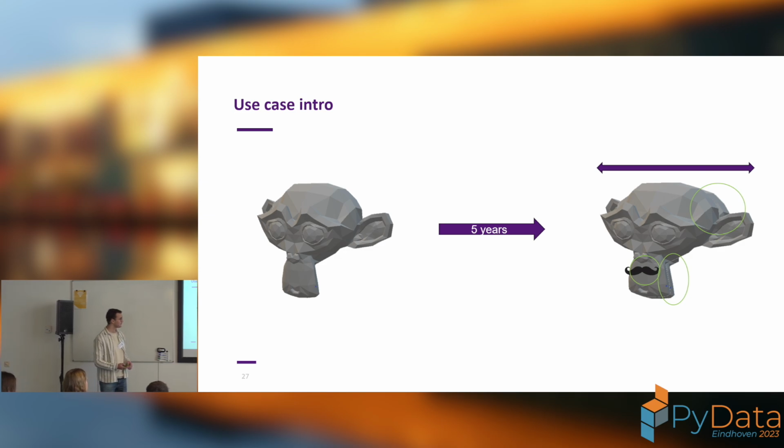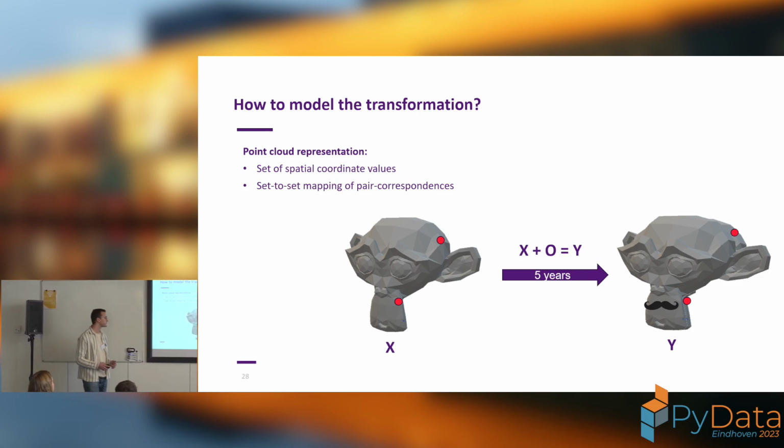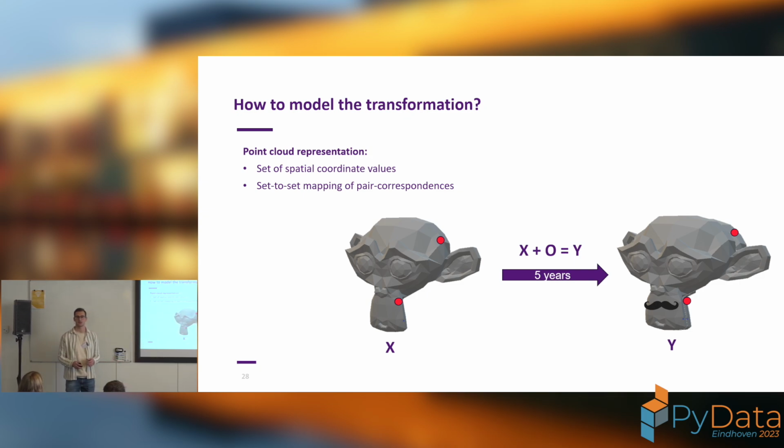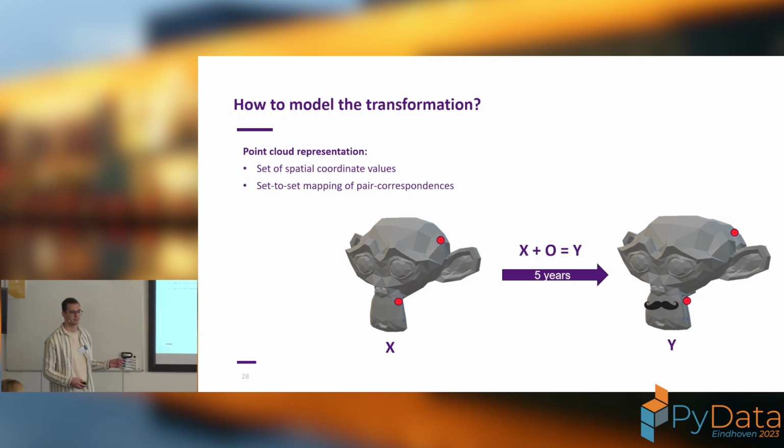Okay, so now that we know what objects we are looking at, so we are looking at these monkeys for now. They have some local transformations. And what we will do is we will represent these monkeys using point clouds. So we use these sets of points to actually represent them. And then there are possible ways on how you could potentially map such a transformation. But what we will look at today is set-to-set mapping.